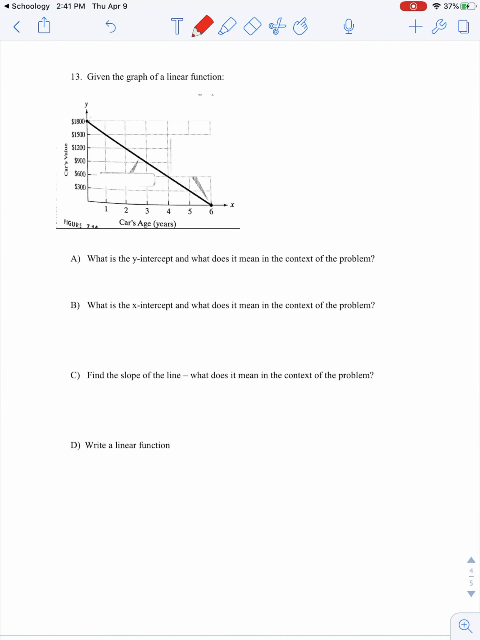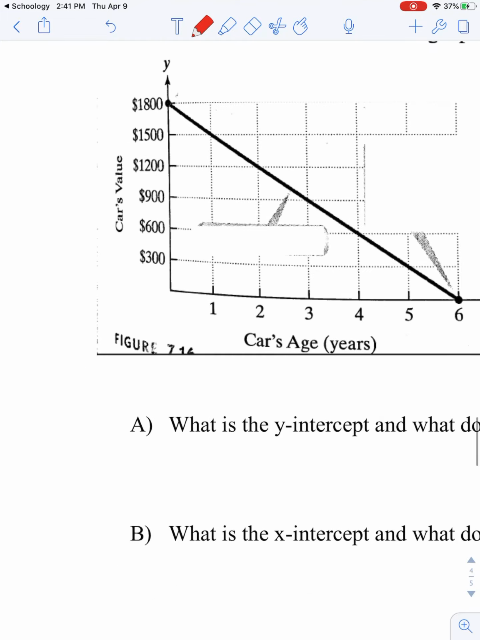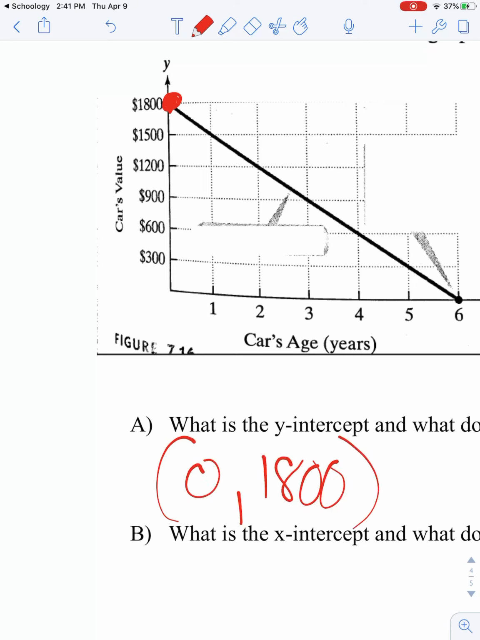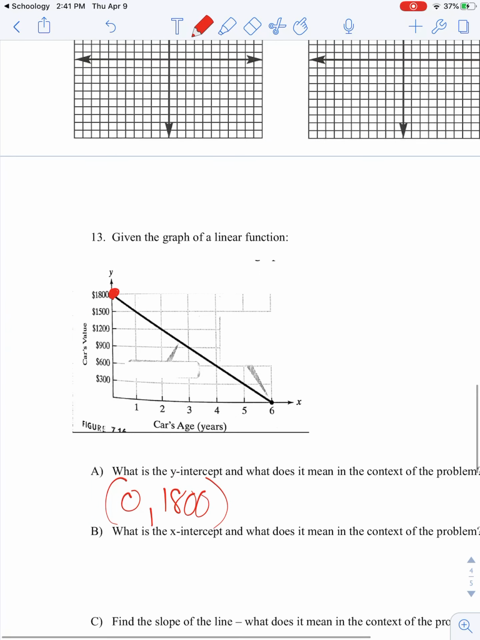Let's continue here with a little bit of a word problem or application. It says, what is the y-intercept and what does it mean in the context of the problem? So here's your y-intercept. Y-intercept is when x is 0, so it's 0, 1800. And what does that mean? So if you look at our labels here, the y-axis is the car's value. So that means that at year 0, the value of the car is 1800, which means the original price of the car is 1,800. And again, that's written on the answer key.